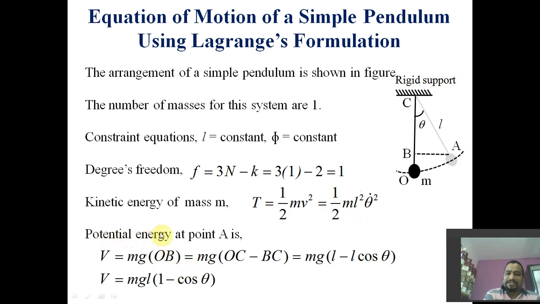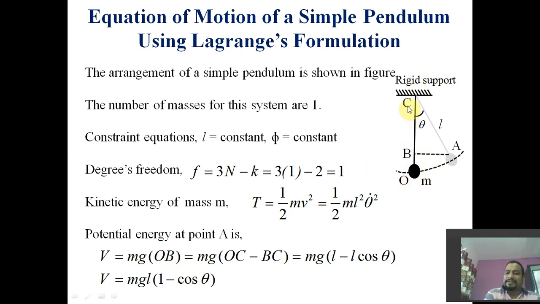The potential energy at point A is V equal to mg into OB. See the potential energy at point A. At point A, vertically the mass has acquired this height OB. Therefore this is the available length for the mass to move, and therefore we have to take this OB as the height. Therefore mg into OB is the potential energy, and you can find OB from this geometry.